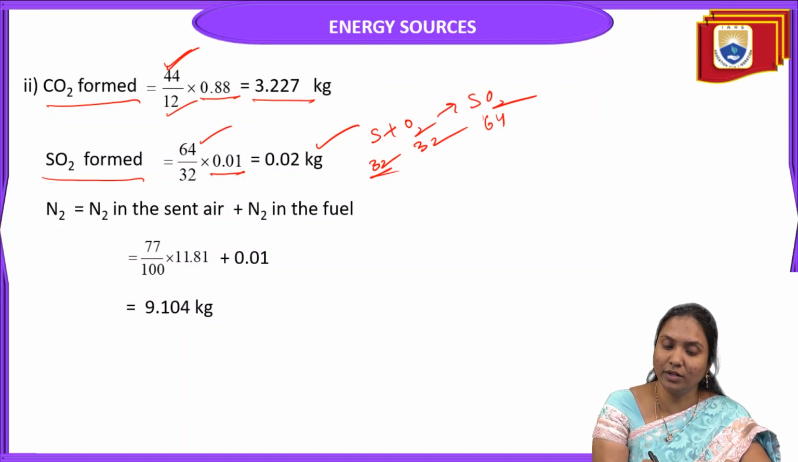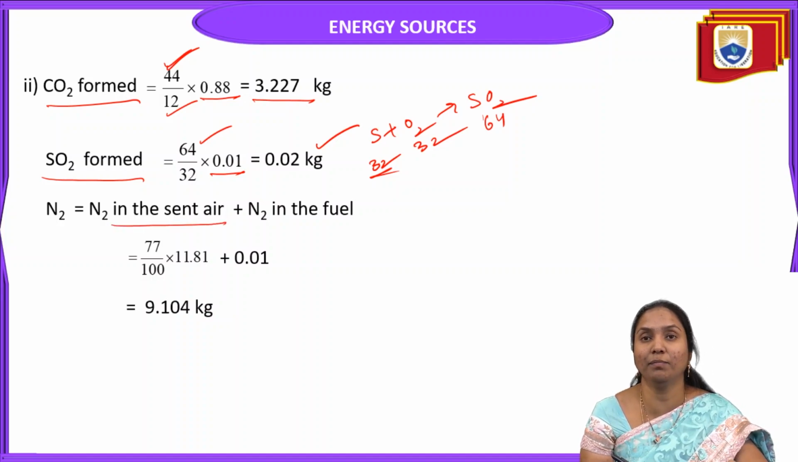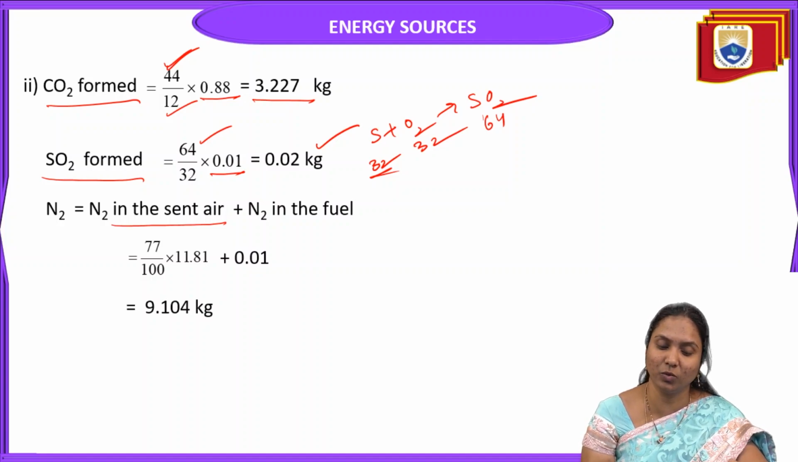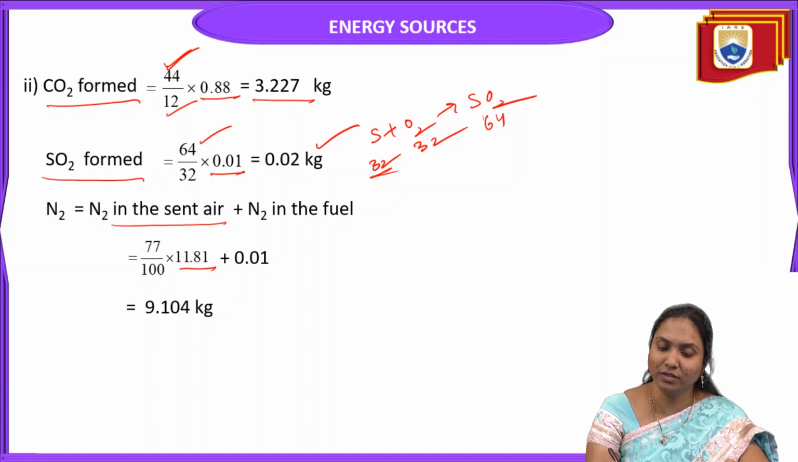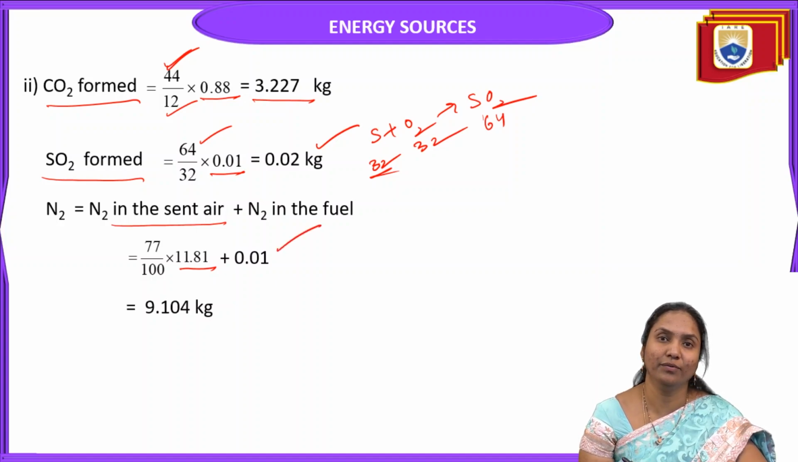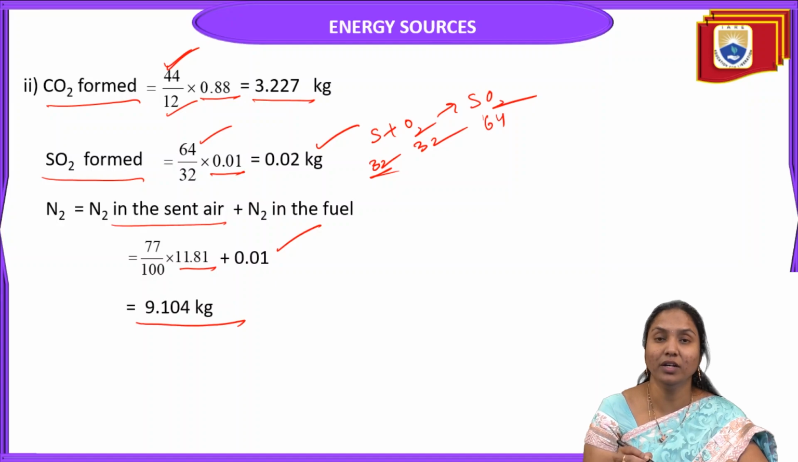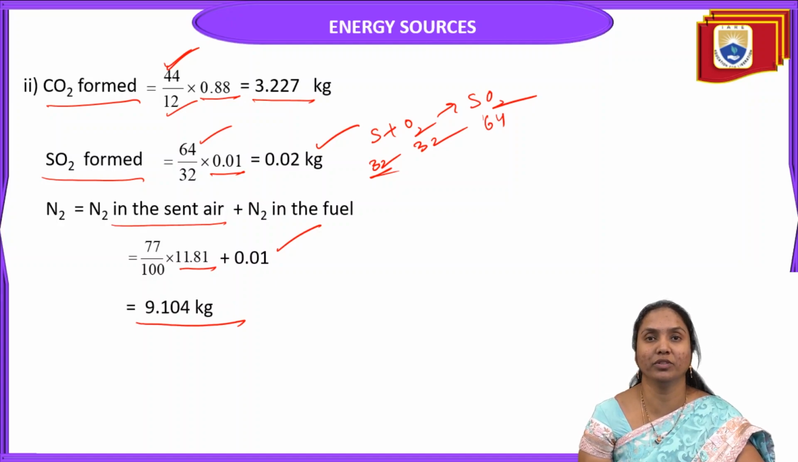And nitrogen is the nitrogen in the supplied air plus the nitrogen in the fuel. So I can calculate this one. It's equal to 77 by 100 into the weight 11.81, plus 0.01 nitrogen already present in the fuel. So it's equal to 9.104 kilograms of nitrogen. In total it's equal to 9.104 kilograms.